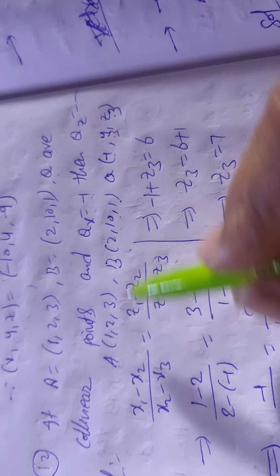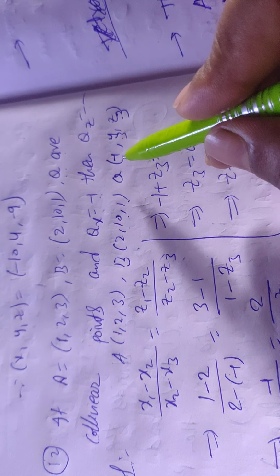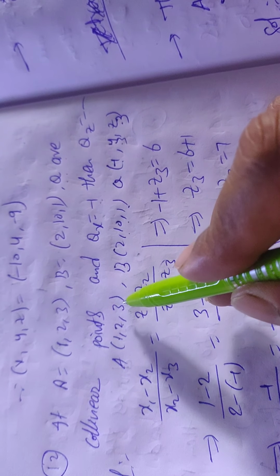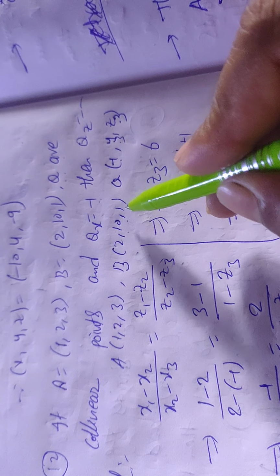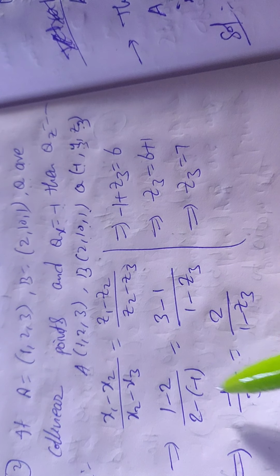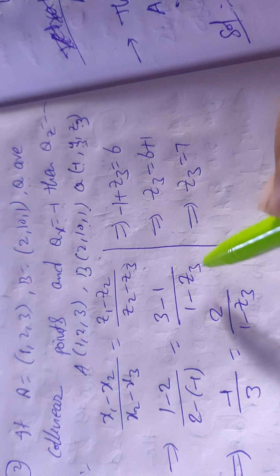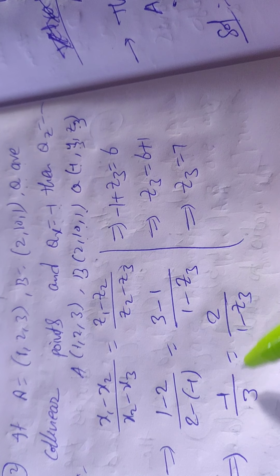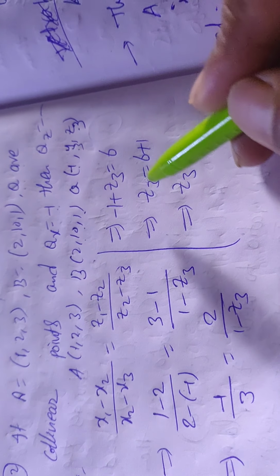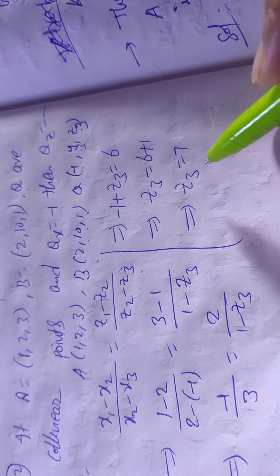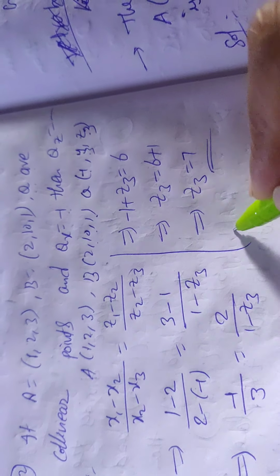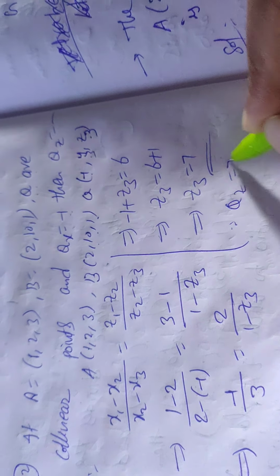So here, (1 minus 2) by (2 minus of minus 1) is equal to, in z coordinates, (3 minus 1) by (1 minus z3). So minus 1 by 3 is equal to 2 by (1 minus z3). Cross multiplication: minus 1 plus z3 is equal to 6. So z3 is equal to 6 plus 1, that is equal to 7. Therefore Qz is equal to 7.